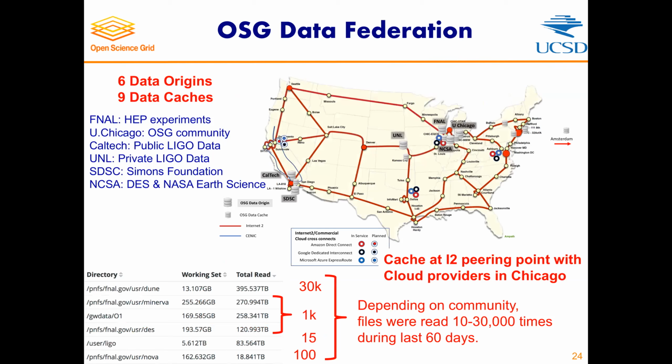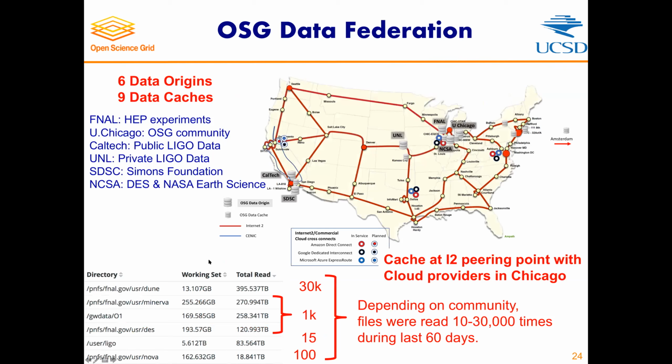And then that has the effect of limiting the scale requirements on the origins, and it has the effect of limiting data transfer. And so you can see here the reuse characteristics of different parts of the namespace. Depending on the community, files were read within the last 60 days 10 to 30,000 times. So different communities have different use patterns of their data and different reuse patterns.